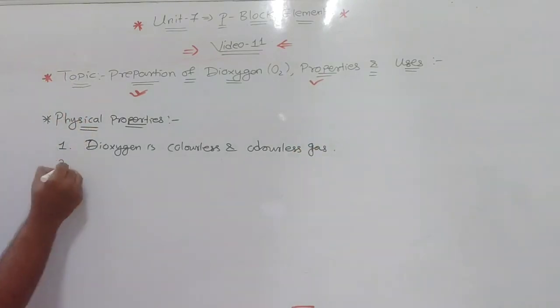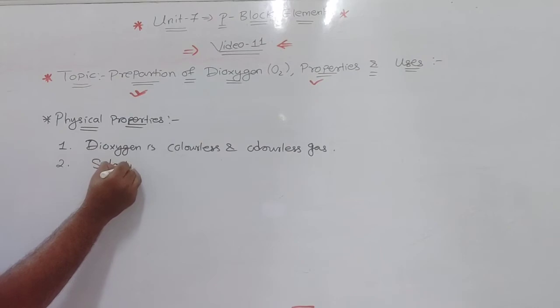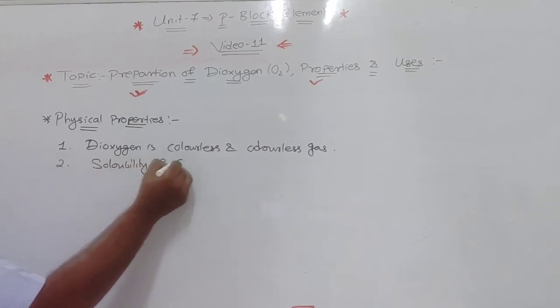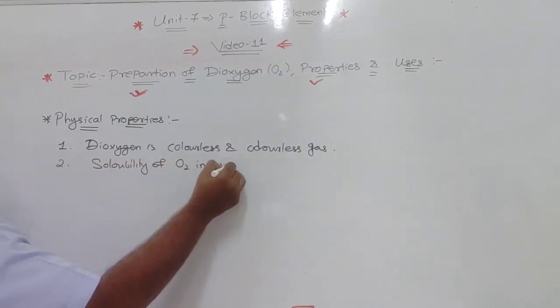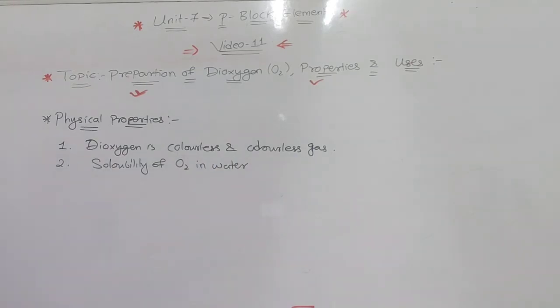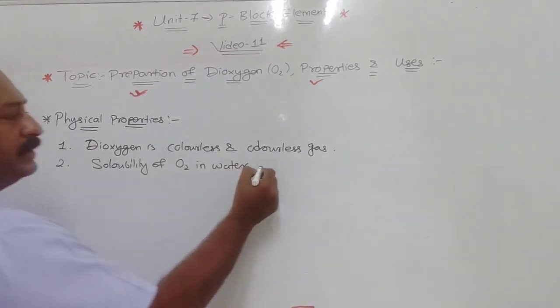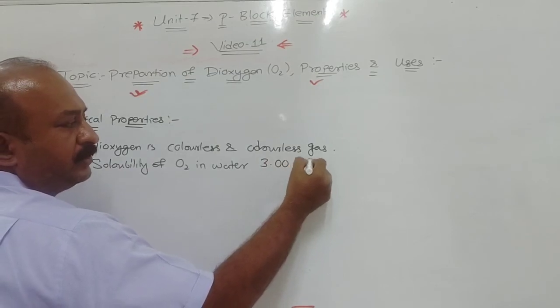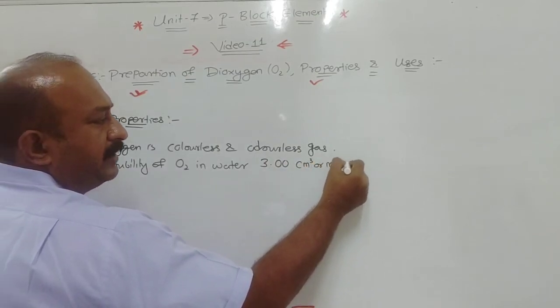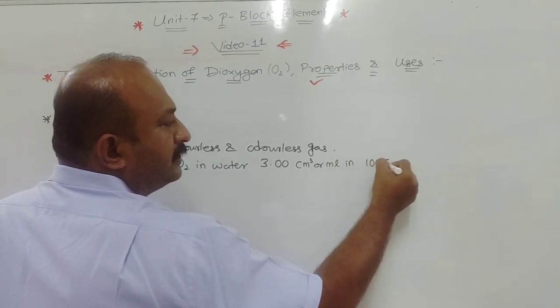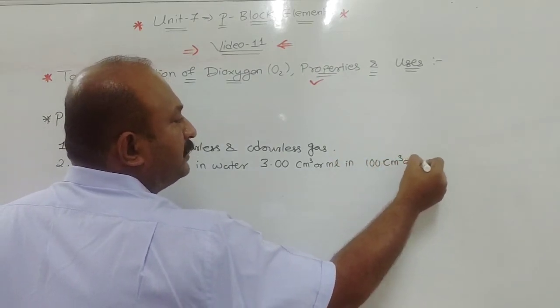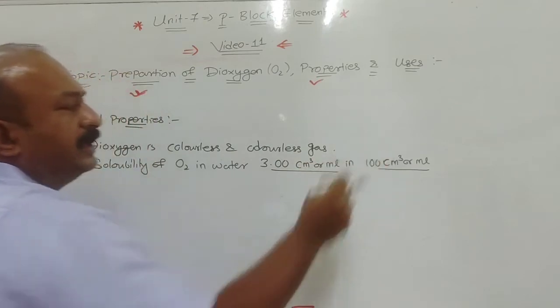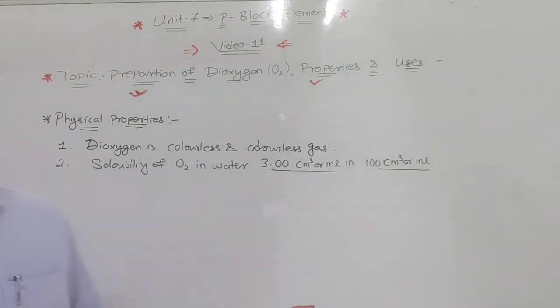Clear? Then when we talk about the solubility of O2 in water, what is given in your textbook is that the solubility in water is up to 3 cm cube, or 3 ml, in 100 cm cube or ml. It means only 3 ml is soluble in 100 ml of water.